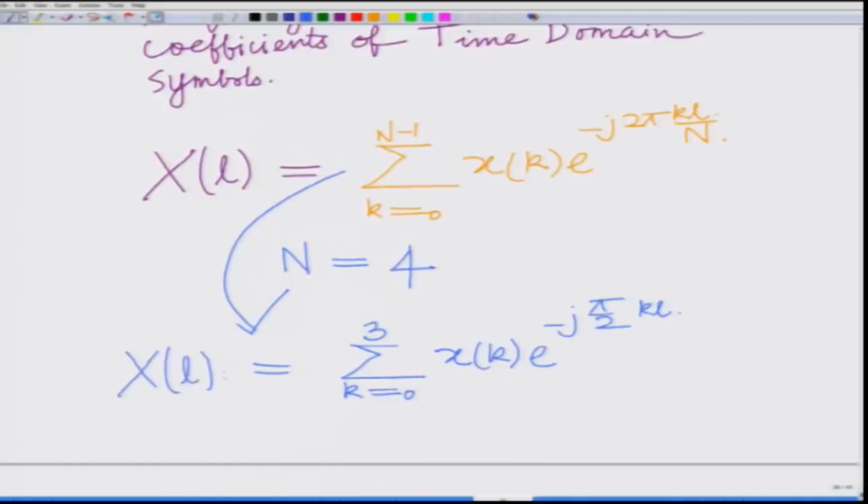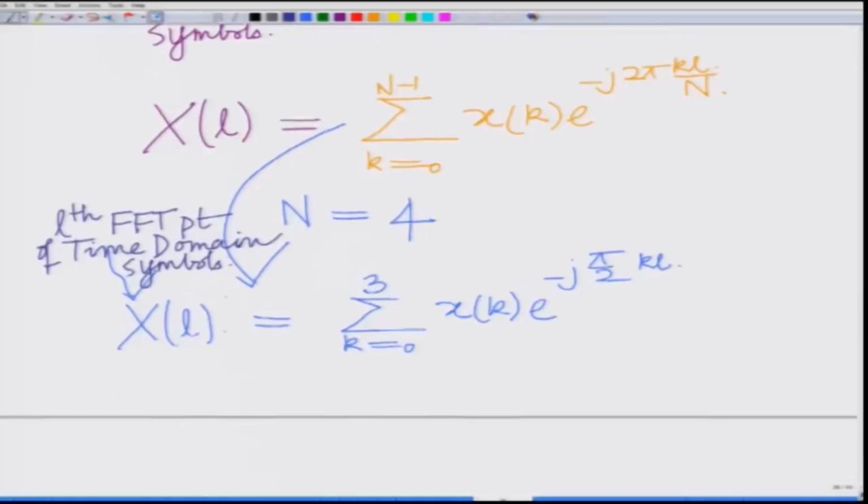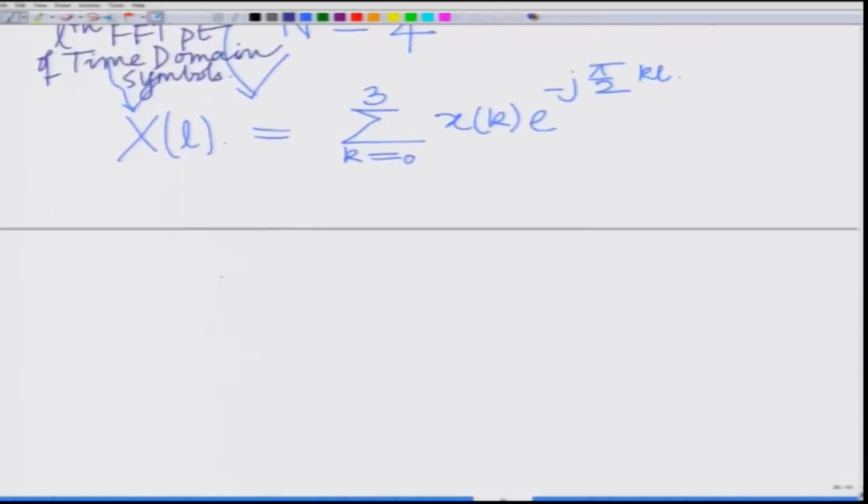Okay. So, XL is the Lth FFT point. What is XL? XL is the Lth FFT point of the time domain transmitted symbols. That is XL, and the rest are again the same.